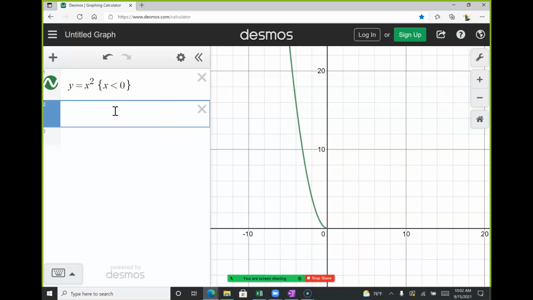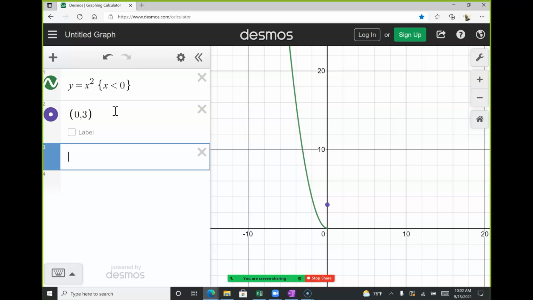The other point was 0, 3, in point notation. And then I had the line y equals 2x plus 4. Is that right? 2x plus 4, I forget. 2x plus 4, curly bracket for x greater than 0.